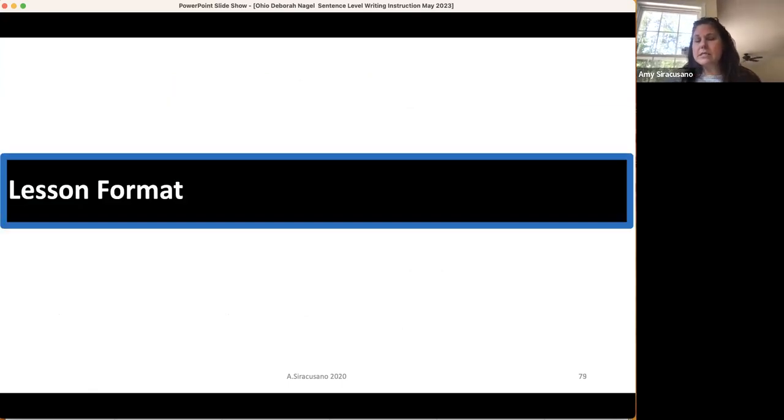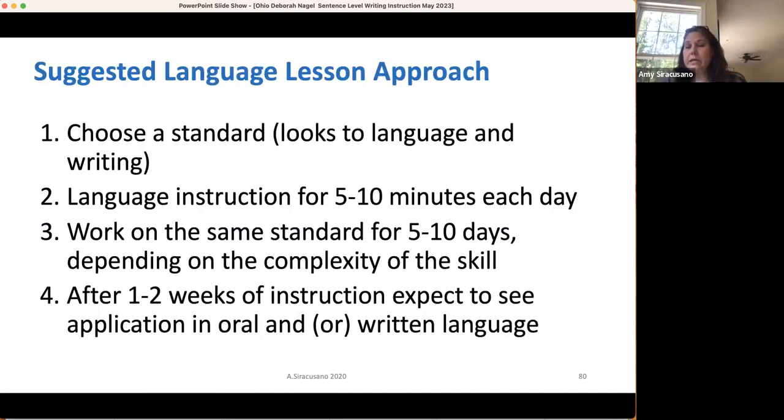All right, so let's get into the lesson format. Okay, so this is an approach that I personally developed with a ton of colleagues over 3 years in the school system that I left in 2020. So this is what we did. We would choose a standard, okay? We're going to look to the language and writing standards from our state to pull these out. And we can do a map over that pattern sequence that you saw to see what's missing, what might be duplicated, that sort of thing.